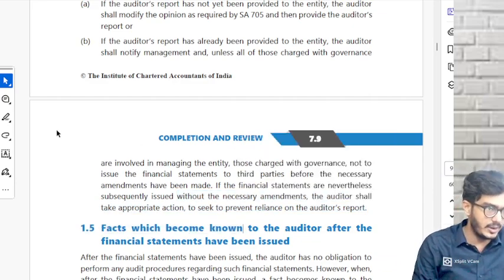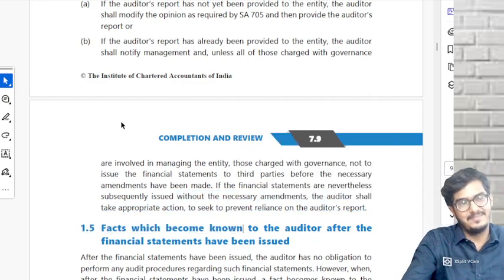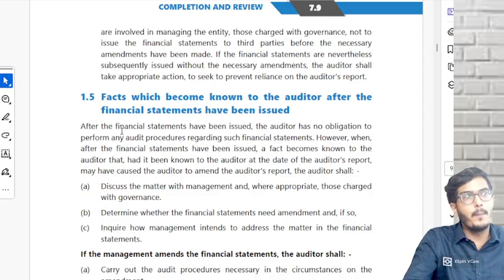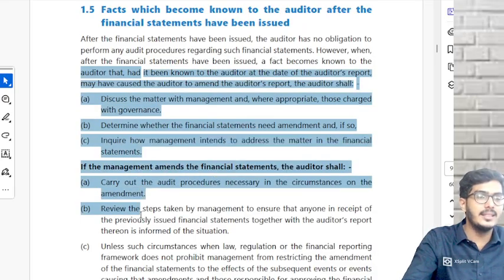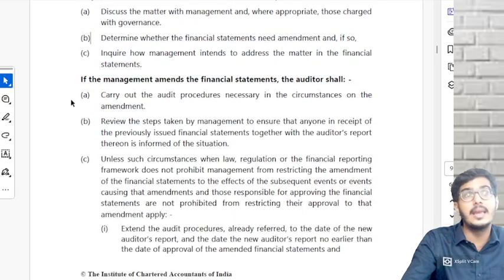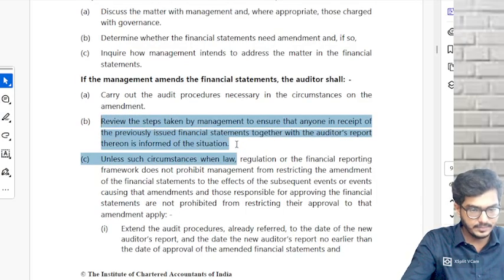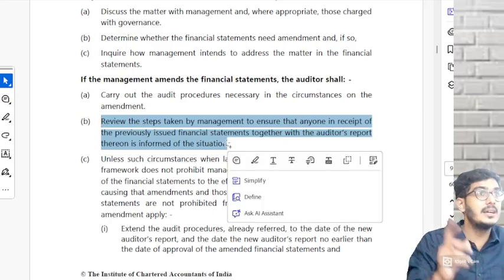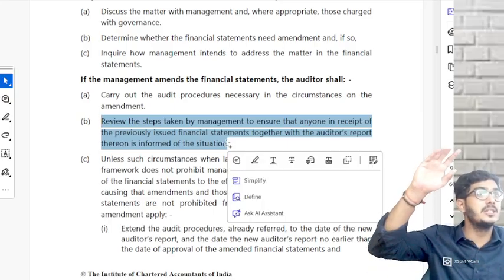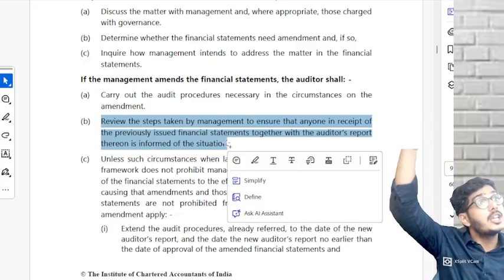Any doubts in this particular event? Now the best part, the third subsequent event. It is a copy paste of your second subsequent event. If you read the entire thing, it is copy paste. Only one point is added. What is that point? In the third subsequent event, the financial statements and the audit report have already been issued.